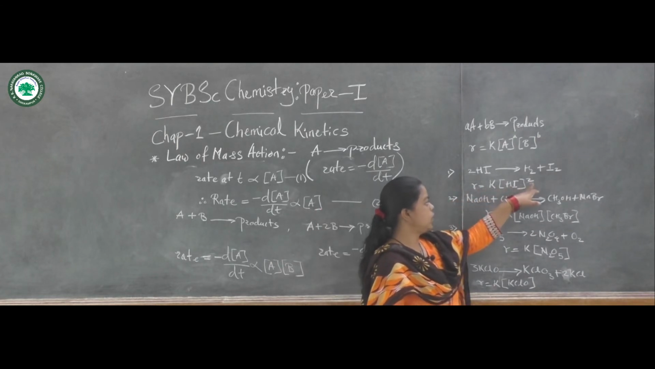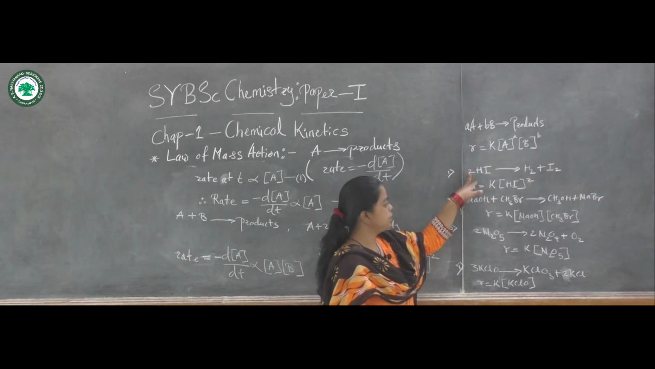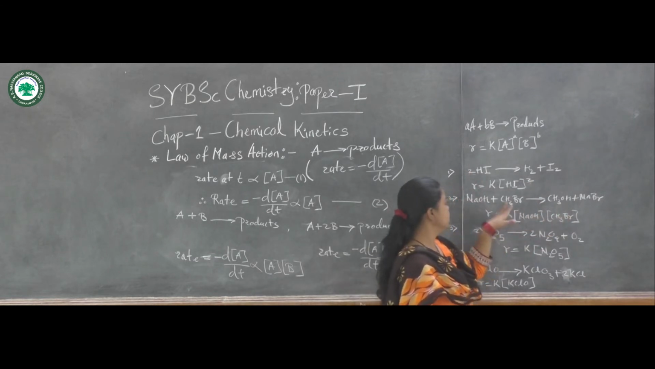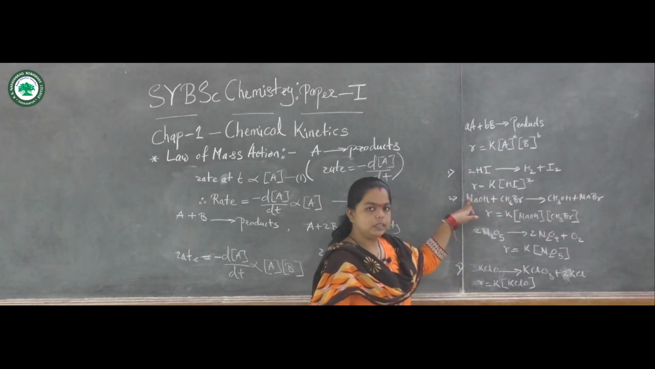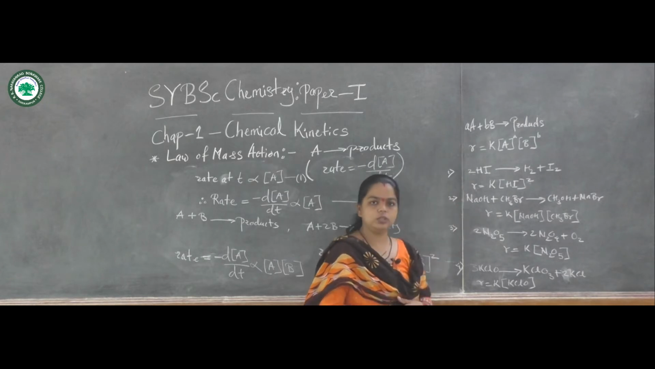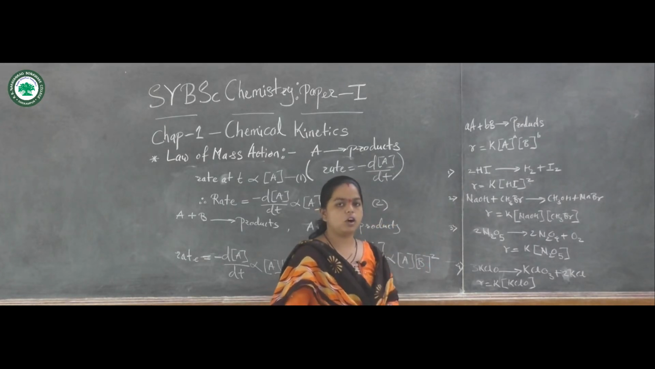that is R equals k into [HI] raised to 2, where 2 is the coefficient here. Again, 1, 1, 1 is the coefficient for the other reaction. So these first and second reactions will obey the law of mass action.